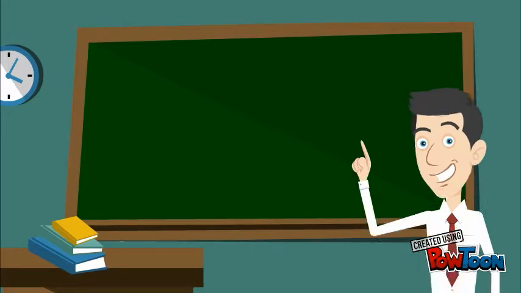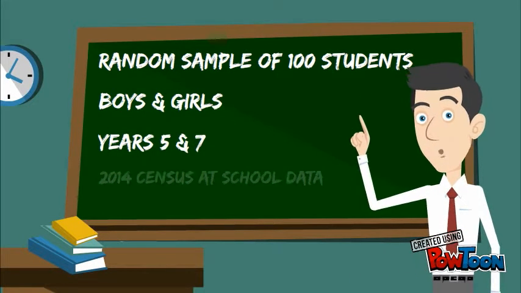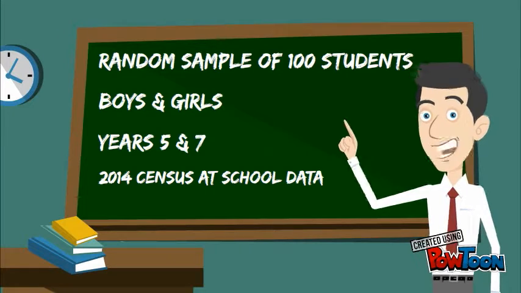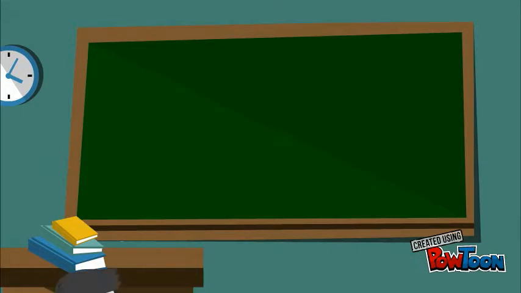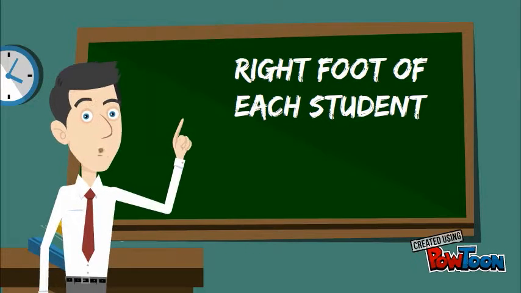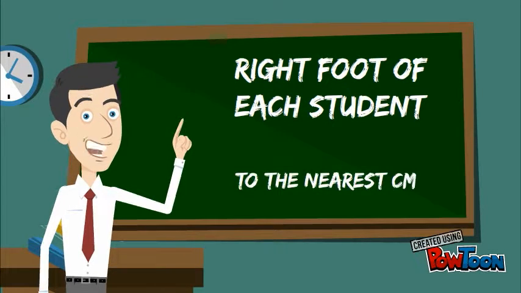I asked for a random sample of 100 students of both boys and girls in Year levels 5 and 7 from the 2014 census of school data. It is important to note that only the right foot of each student was measured, and it was measured to the nearest centimetre.